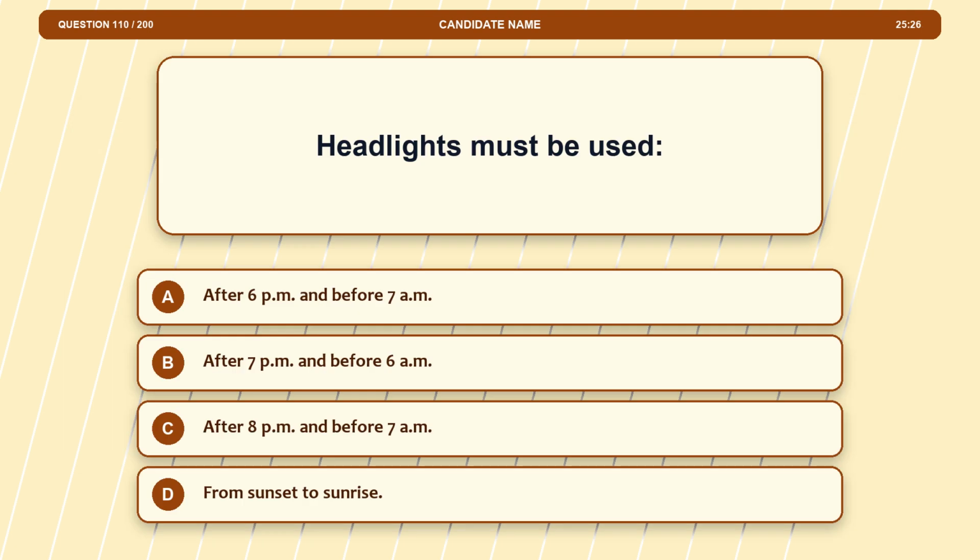Question 110. Headlights must be used. Option A, after 6 p.m. and before 7 a.m. Option B, after 7 p.m. and before 6 a.m. Option C, after 8 p.m. and before 7 a.m. Option D, from sunset to sunrise.